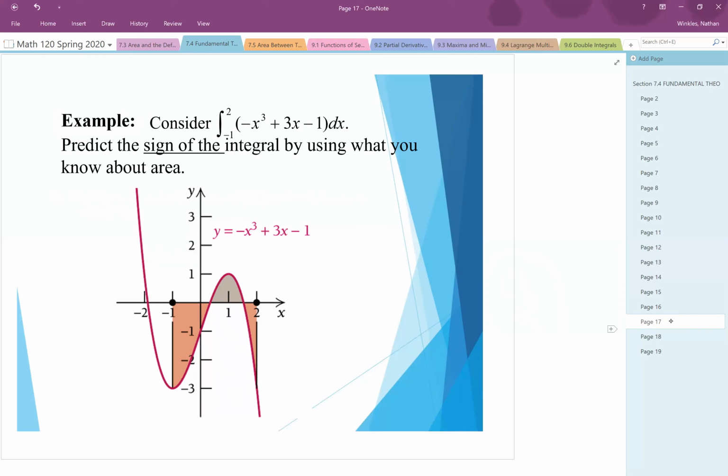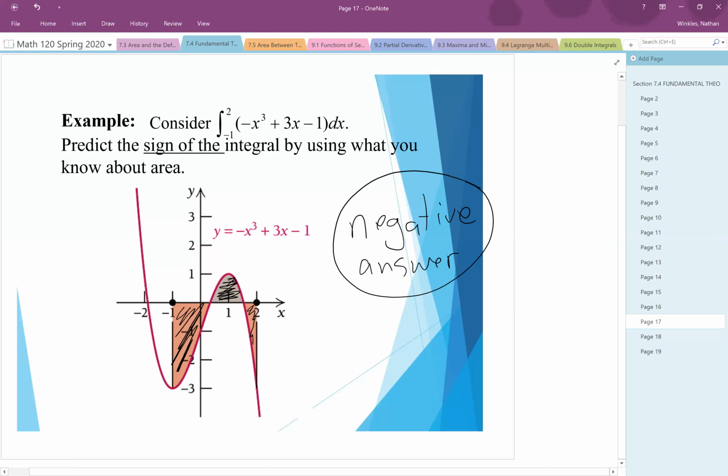In this case, when it says what we know about area, we're looking at this piece and this piece. These are both below the x-axis, which means they're going to be negative values. Those two together create a larger piece than this gray area above. Therefore, we should get a negative answer.